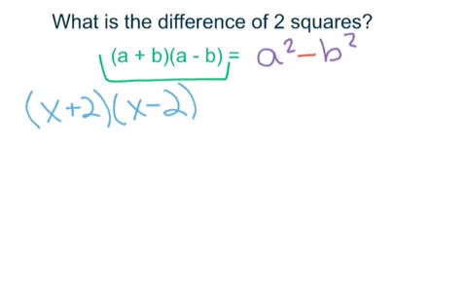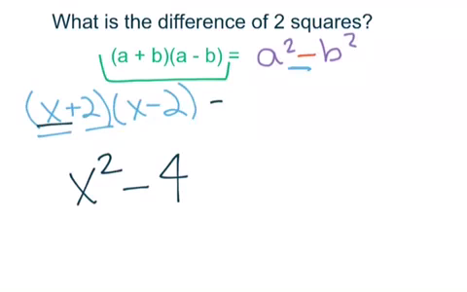Okay? But in this great way, if you're finding the difference of two squares, all you do is you square the first term and you square the last term. It's going to end up in a subtraction as well. So the first term here is x, so that's going to be x squared. Your last term is 2, so 2 squared is 4, minus 4.